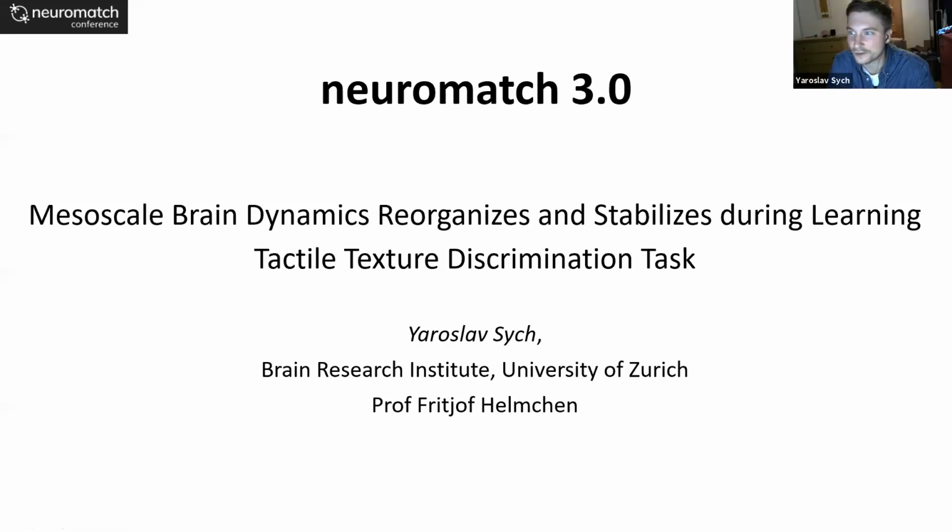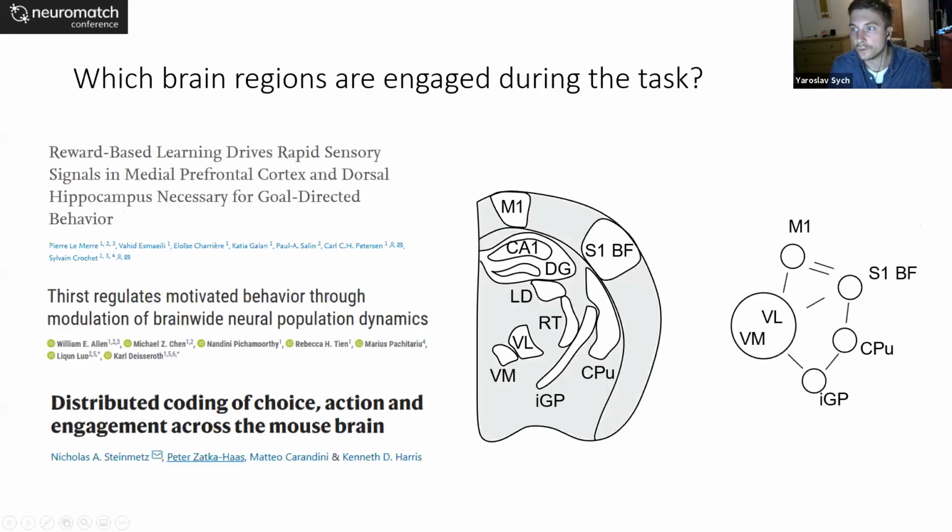Yeah, thank you for hosting me here, and it's a great follow-up to the previous two talks. I'm Yaro, and I'll talk about mesoscale networks and how the connectivity changes during behavior. Our study mainly focused on how behavior affects this global connectivity, and we use a tactile texture discrimination task to assess it in mice.